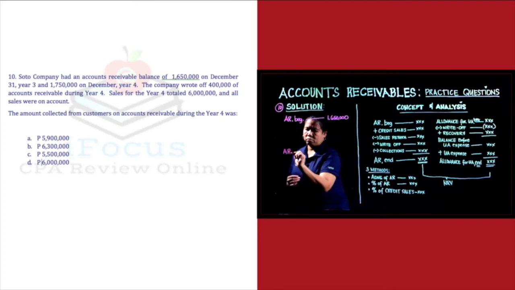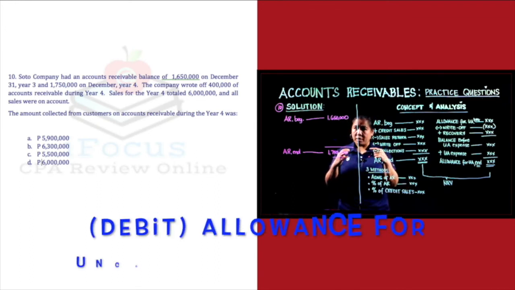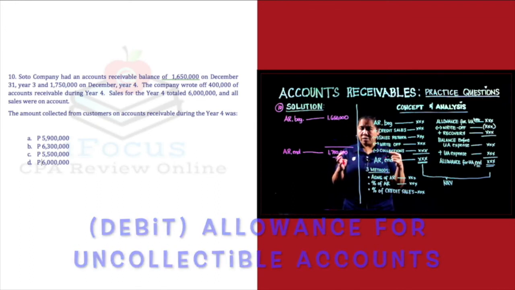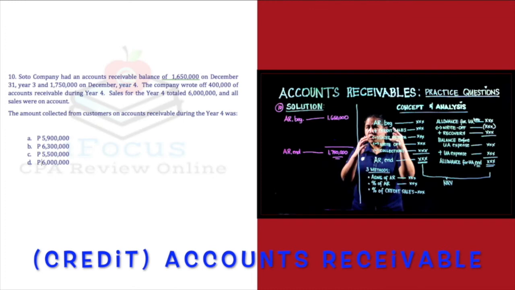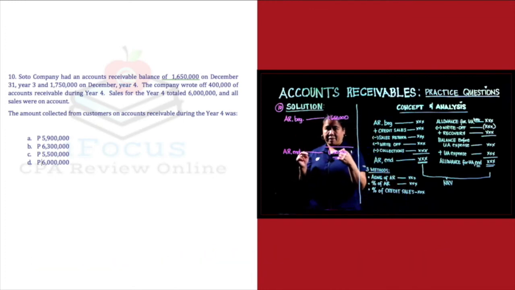Alright? The company wrote off 400,000 of accounts receivable during year 4. So, anong effect ng ating write-off sa ating accounts receivable? Ano bang entry natin sa ating write-off? Debit to allowance for uncollectible accounts and credit to the accounts receivable. So, minus po ang ating accounts receivable beginning.